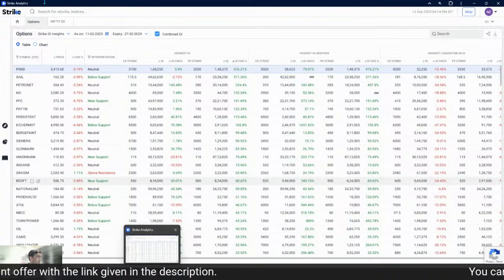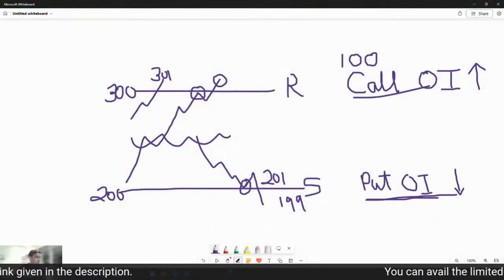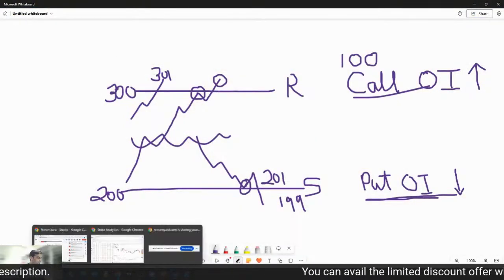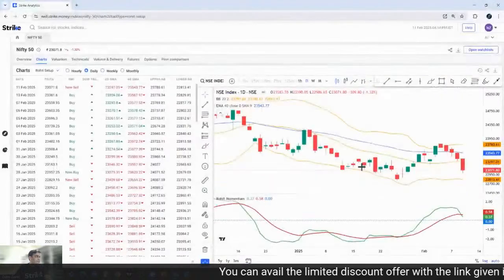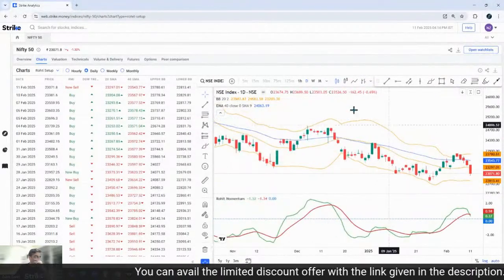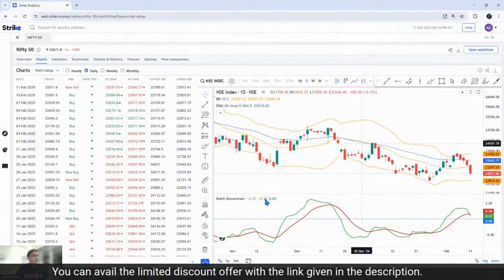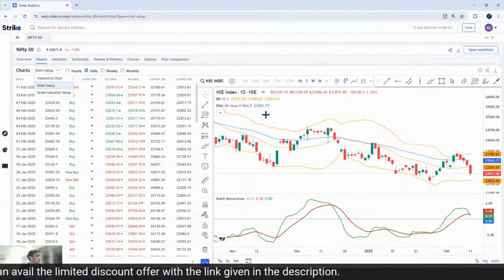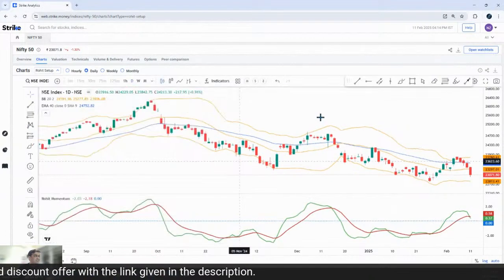All right. So coming to this particular chart over here, the NSE chart. Let me come to this level. Let me hide this over here.